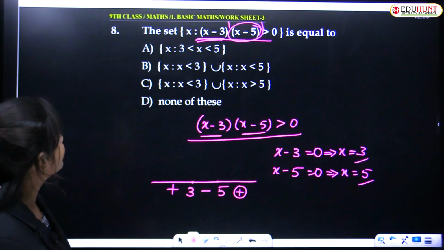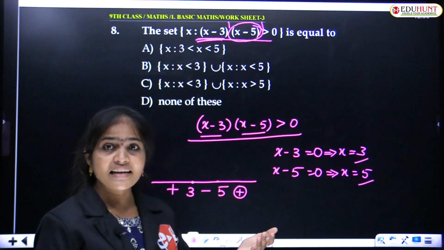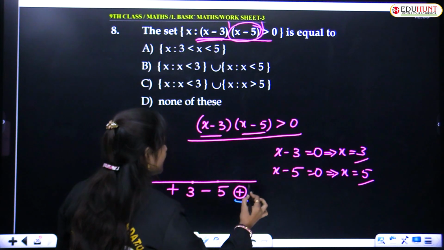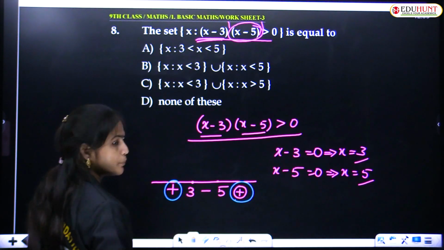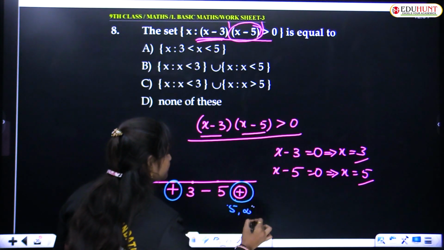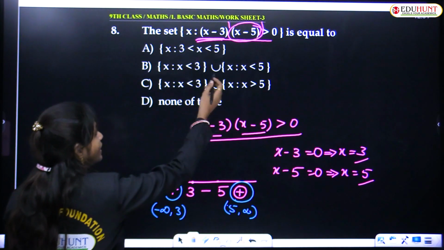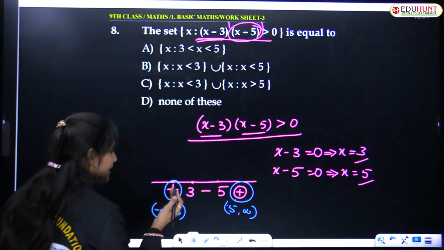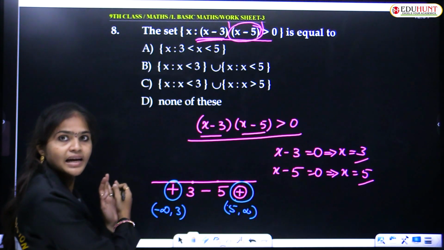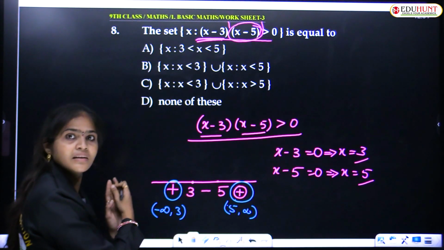Now what are they asking here? x minus 3 and x minus 5 greater than 0. Greater than 0 means positive values or negative values? Yes, positive values. So here we have the positive value, and here we have the positive value. So we can write this one as 5 comma infinity, and here minus infinity to 3. Before 3 means less than 3. If you move left on the number line, the value keeps decreasing.